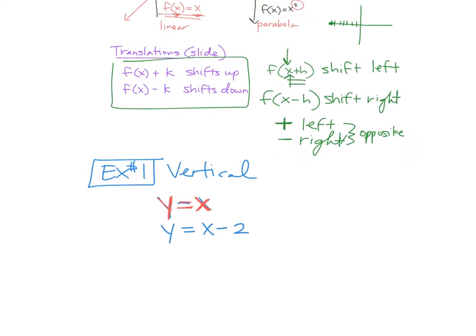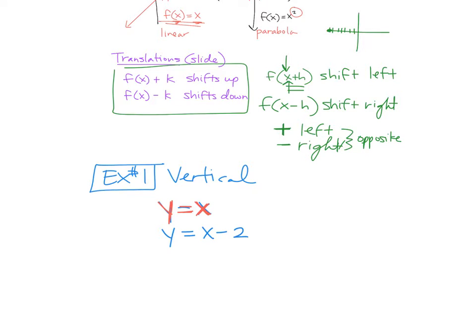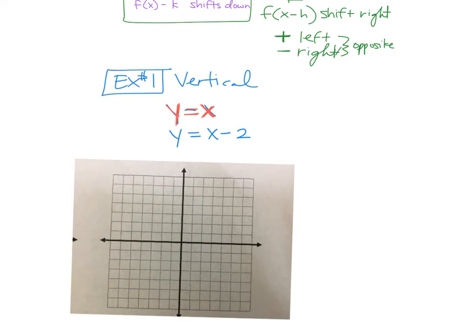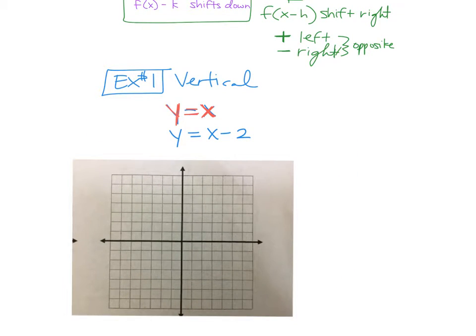So this is this one, right? We're shifting down 2. All right, so if we graph this, do I have a picture of a graph handy? Sure do. Okay, my parent function, y equals x, I'm going to do this one in red. 0, 0 is a point for this graph. 1, 1, 2, 2. So I end up with this line.